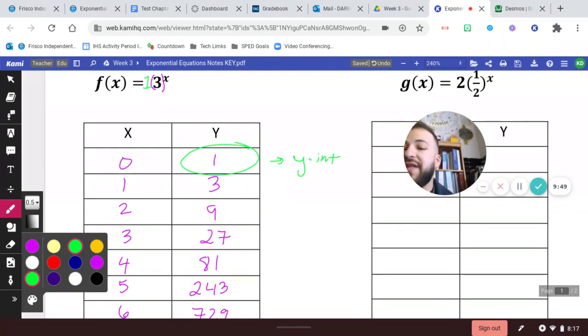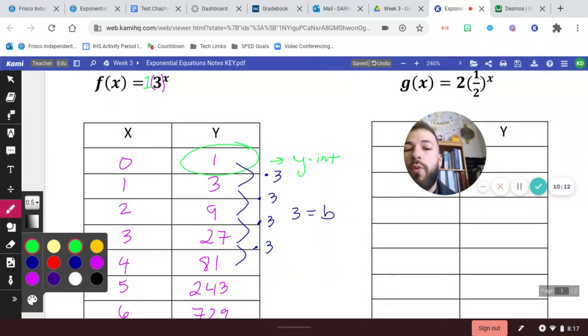Okay, so the next thing you should notice, each time to go from y value to y value, we are multiplying by 3. Where do we see 3 in our problem? Well, 3 is our base. So 3 is equal to our b value. 1 is equal to our a value. So a, remember, is our starting value. b is our base. It's the number we multiply. It's the number we're growing by.